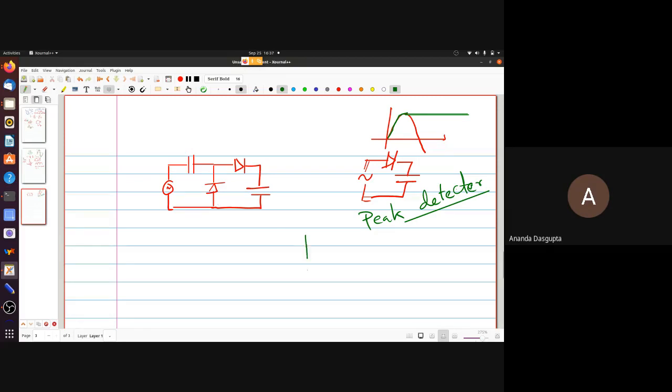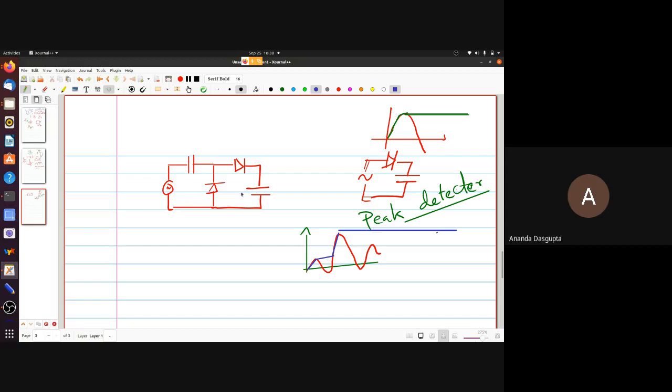In fact, if your input went something like this, suppose your input was, then the output will go something like this. It will follow the input initially, then hold flat, then again follow the input, then hold flat, because once the input exceeds the capacitor voltage that is holding, the diode gets forward biased again and the capacitor charges up, and once the peak is reached, it stays there. So this is what is called a peak detector. It's a very useful circuit because very often you would need to know the peak value of the input where you have an irregular input.